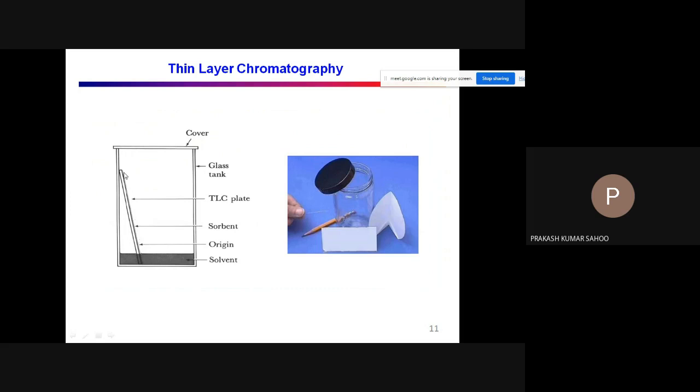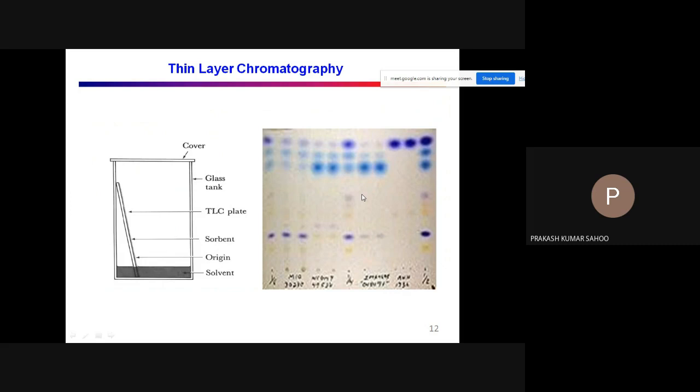So this is a pictorial diagram of thin layer chromatography where a TLC paper is used. This is the paper, and this is the origin. That means from the bottom at a certain height, one line is drawn, which is known as origin. This is the sorbent, the surface of the paper. This is the TLC plate. This is the chromatogram or the glass tank, and this is the solvent we have used, generally ether or hexane, and it should be covered with a lid. So these are the things or apparatus required for TLC chromatography.